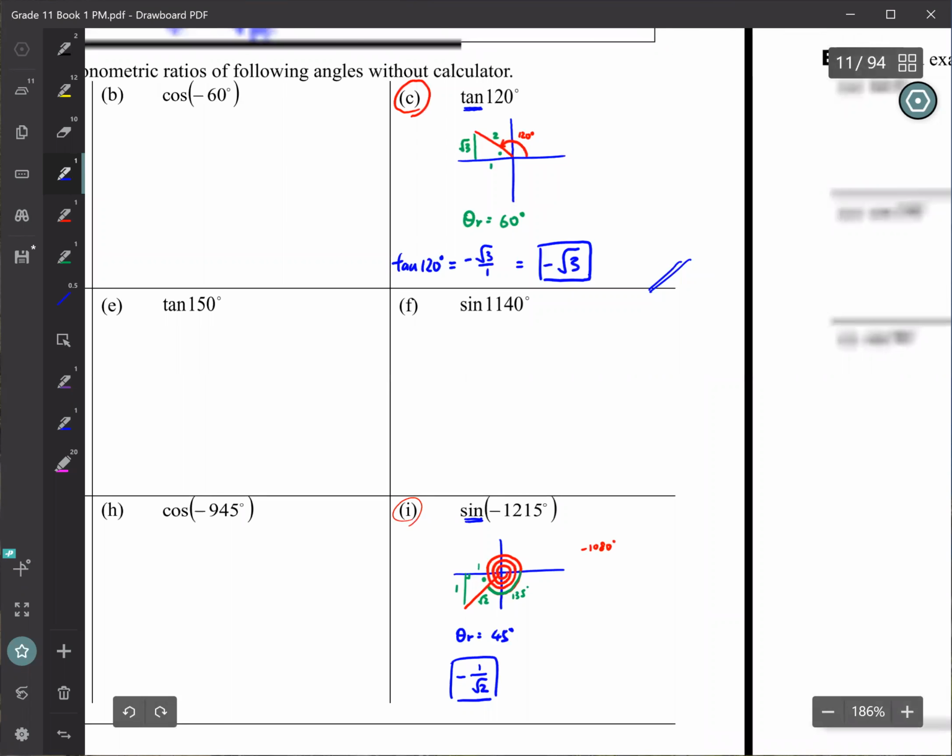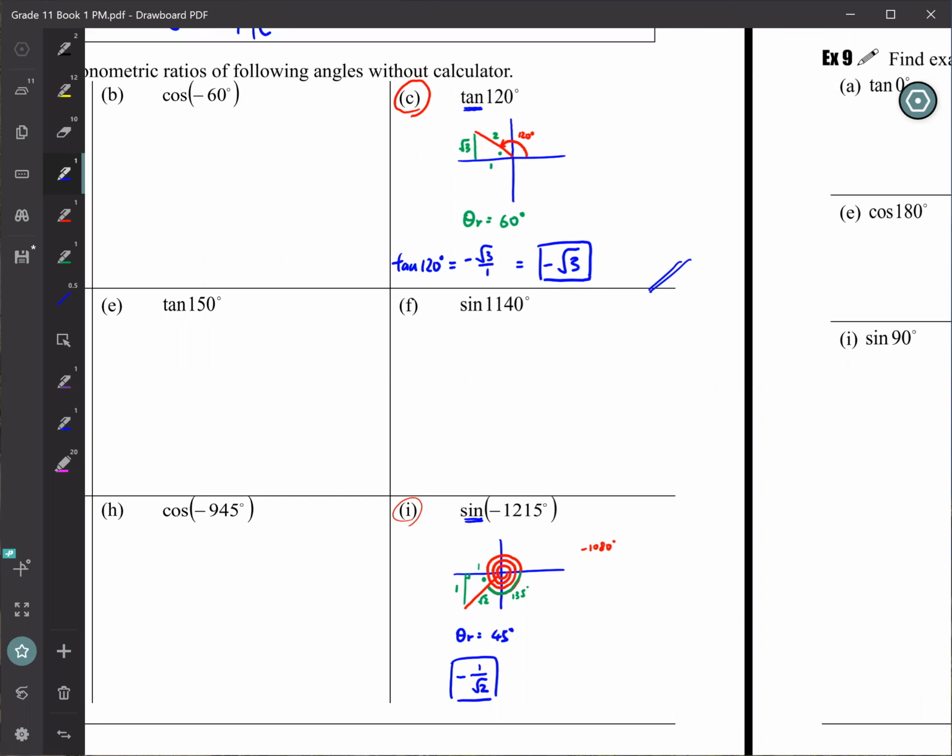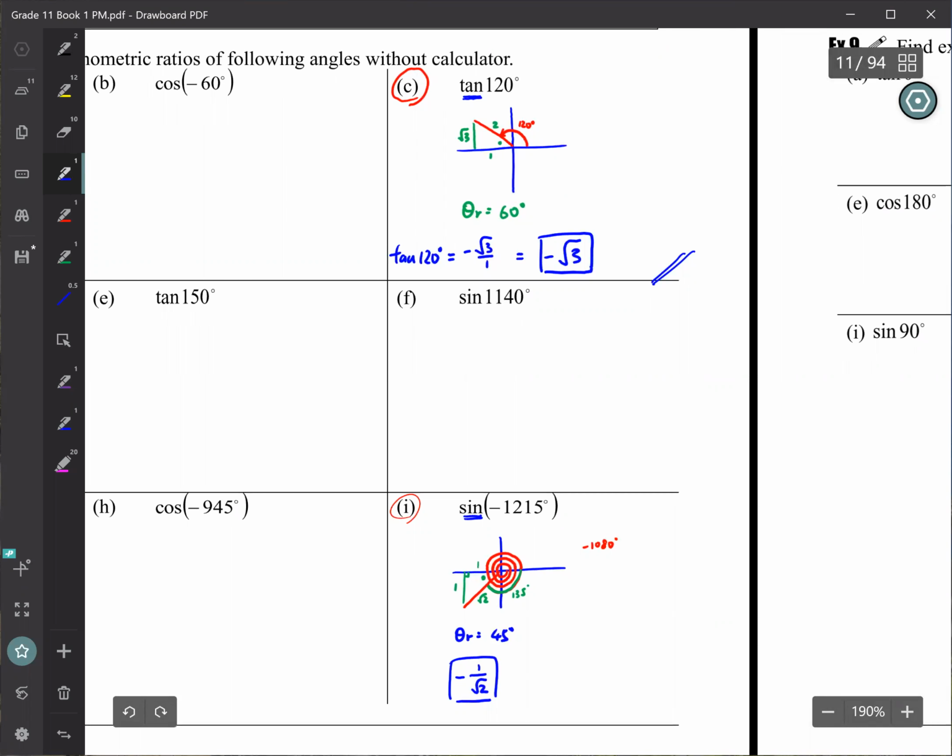When you are doing homework, you need to show the work. If you just punch it into the calculator, it doesn't show me whether you understand or not. And sometimes when you type into the calculator, it just comes up with a decimal answer. That is not the exact value, right? So in the homework, you need to show the picture. First, draw the angle, and then show me the reference angle. And then finally, tell me the answer for the ratio.